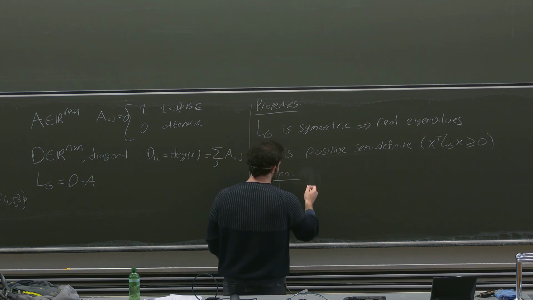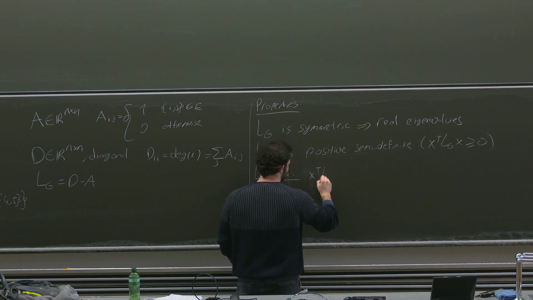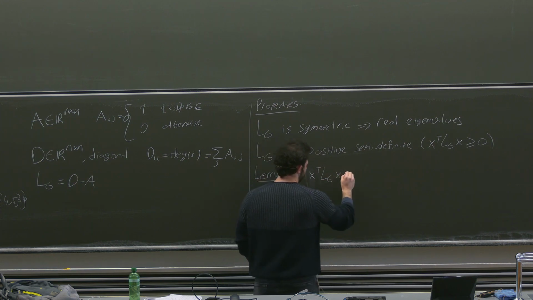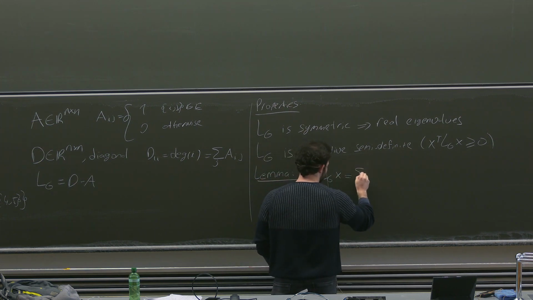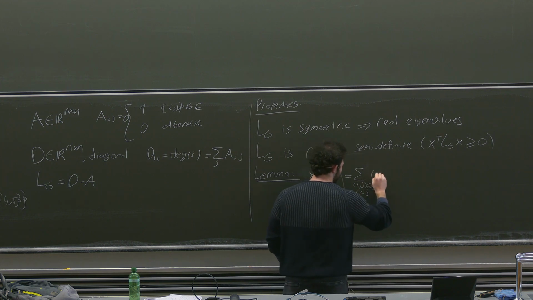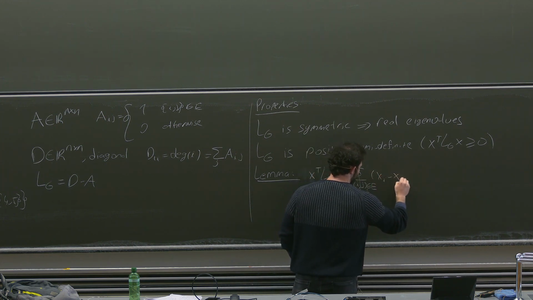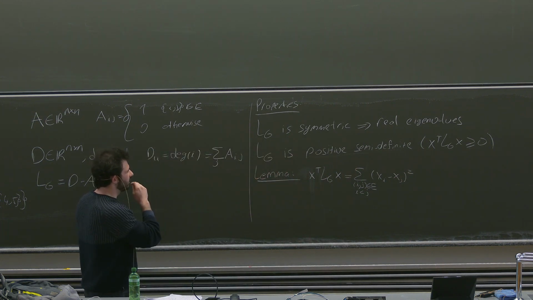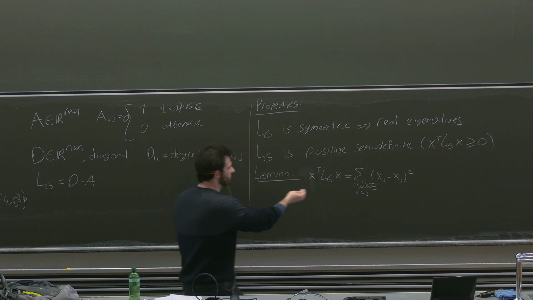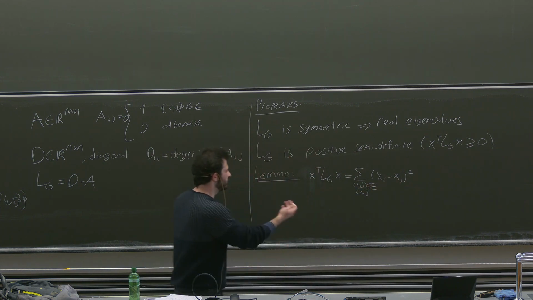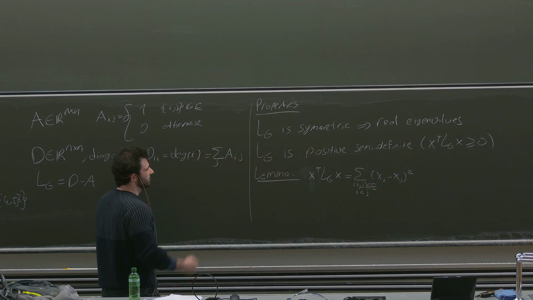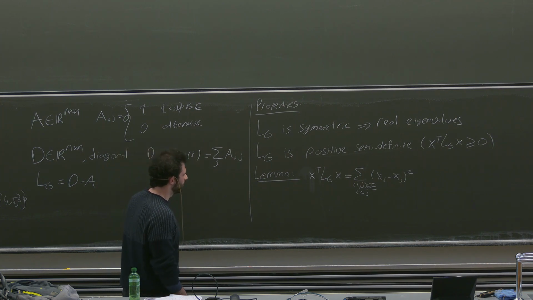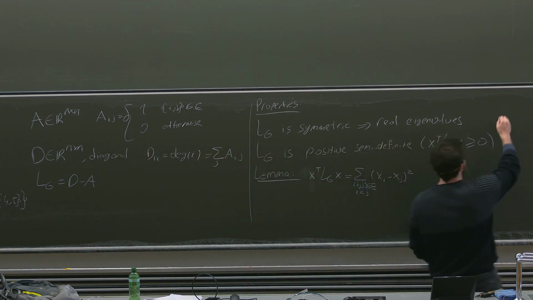We're going to prove that x transpose L_G x is in fact equal to the sum over ij in the edges, i less than j, of (x_i minus x_j) squared. So this immediately implies that L_G is positive semi-definite, because these squared terms are all greater than or equal to 0, so their sum has to be greater than or equal to 0. So okay, let's prove this lemma.